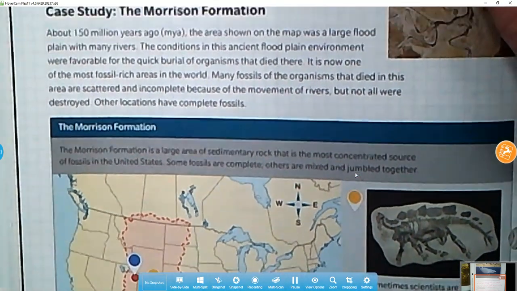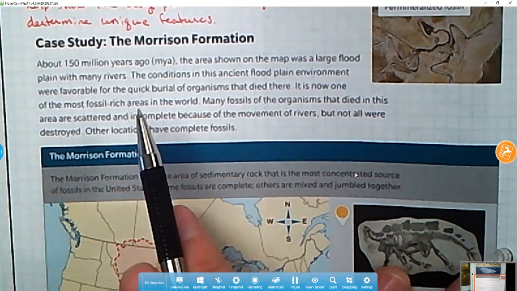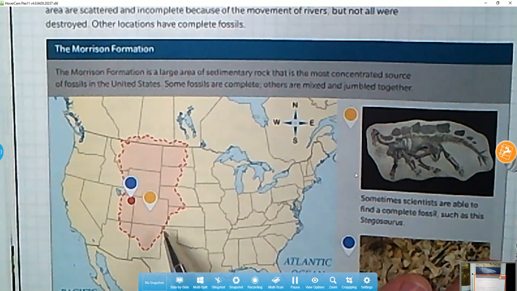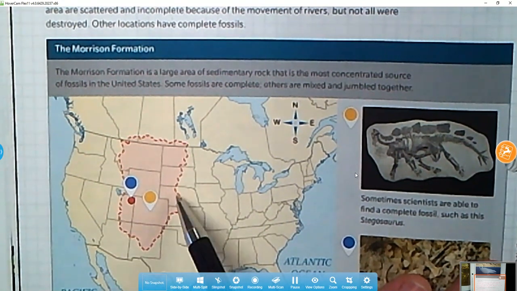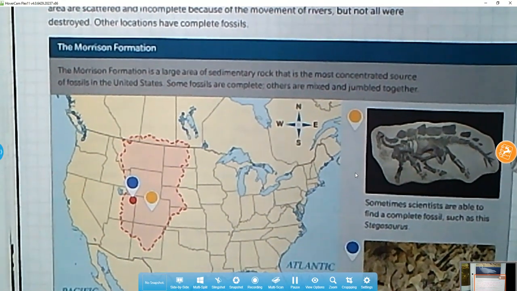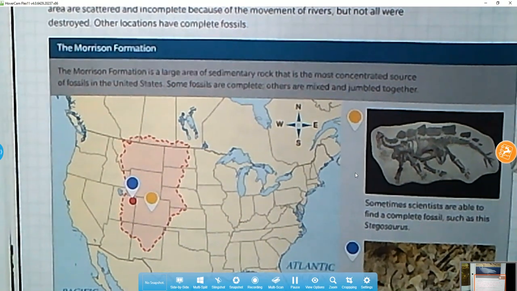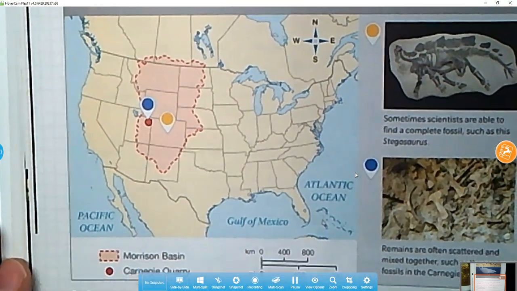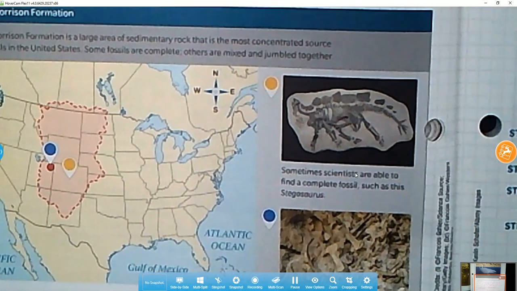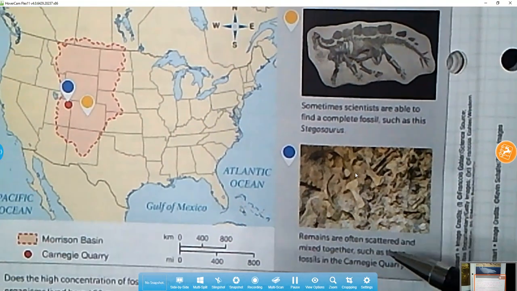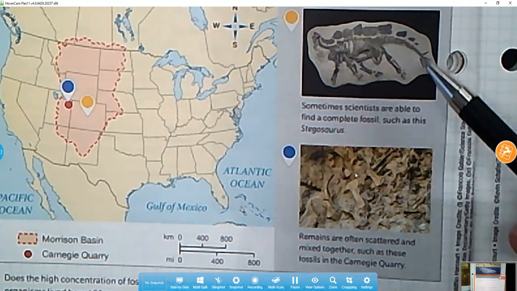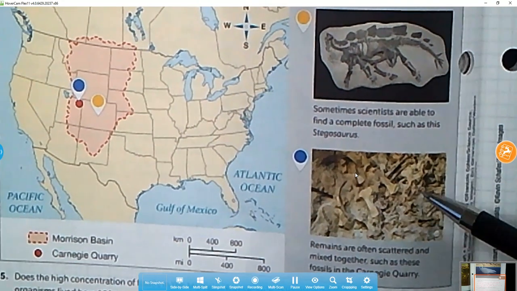So fossils are found all over. One pretty famous area is called the Morrison Formation. It's an area that runs over a mountainous area, the Rockies of the United States, and even a little bit into the northwest part of Kansas. And what we can see here is that in this area, there's just a lot of fossils. We can find everything from dinosaurs to sea creatures in this area. Sometimes they're very well preserved, like this one right here, or sometimes they're scattered pieces, like this picture right here.